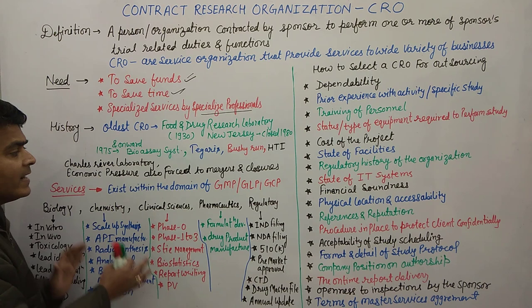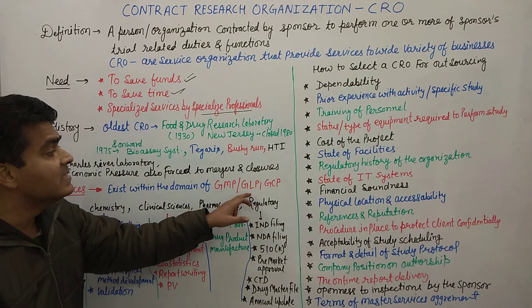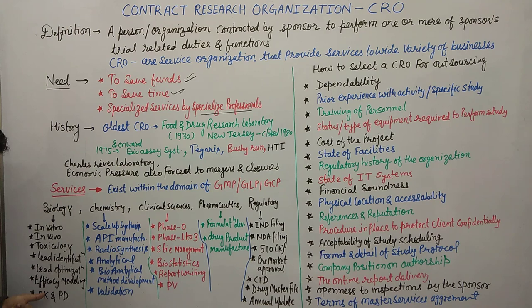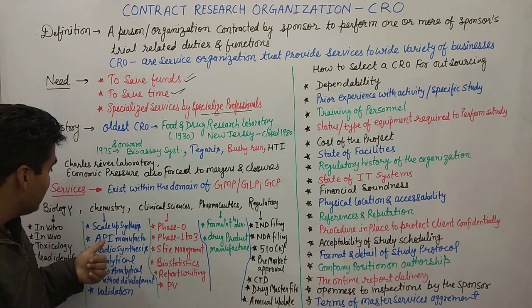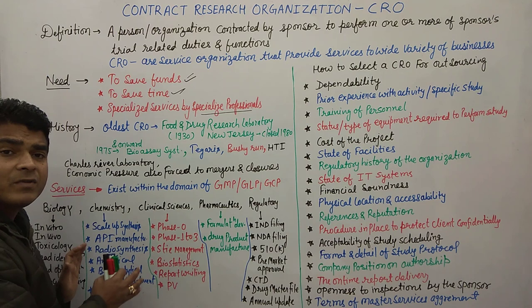So these kinds of services are provided by the CRO within the domain of GMP, good manufacturing practices. So in manufacturing, you know the product manufacturing, API manufacturing, then GLP, good laboratory practices. In laboratory practices, we get the in vitro, in vivo, toxicology, PK/PD, and analytical, bioanalytical services, as well as scale of synthesis. Then GCP, all clinical activities come under this umbrella, as well as regulatory things. Clear everybody? Now we have the information and idea about the services which are provided by the CRO.